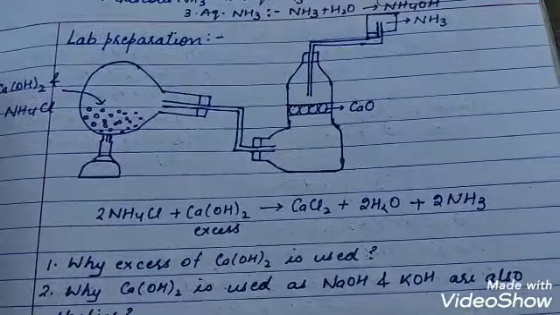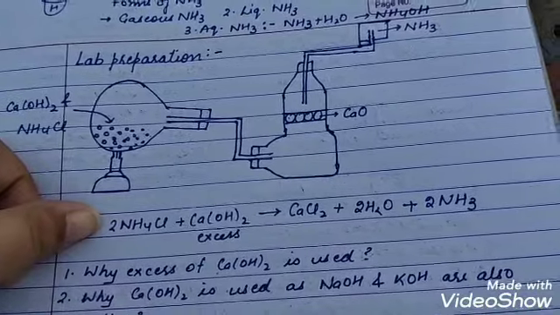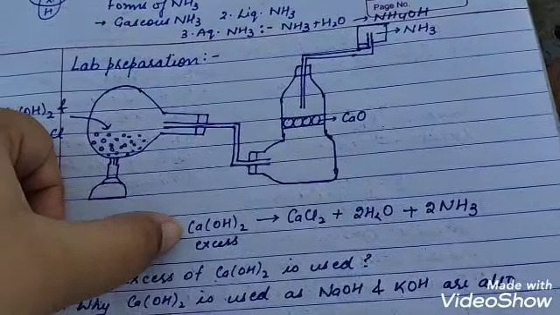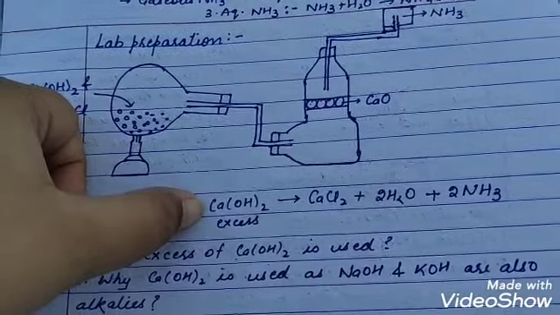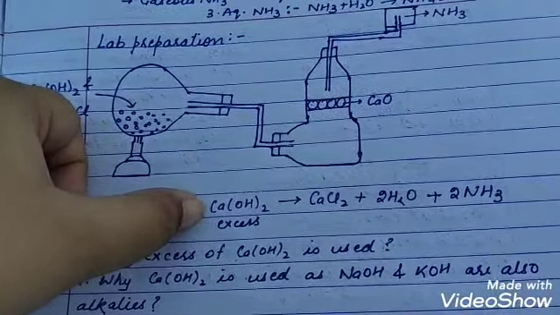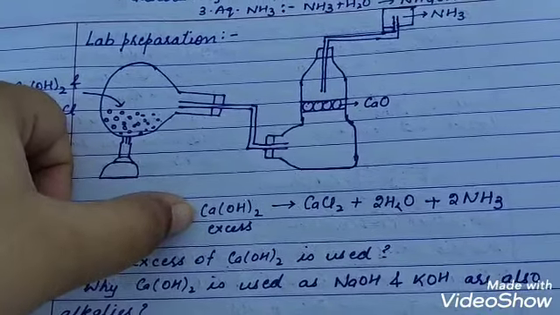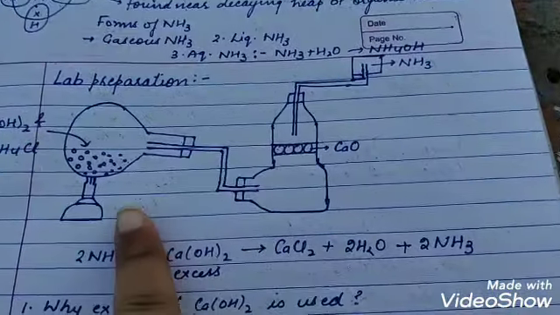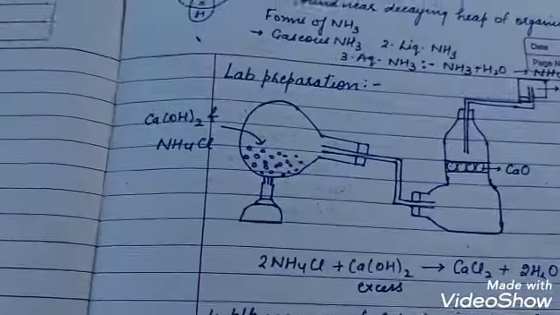What is the lab method of preparation? In lab preparation, we take ammonium chloride, and with that we take calcium hydroxide. Alkalis are NaOH and KOH also, but we cannot use them because they are deliquescent. So we are using Ca(OH)2. Now see the apparatus, how it is being used.